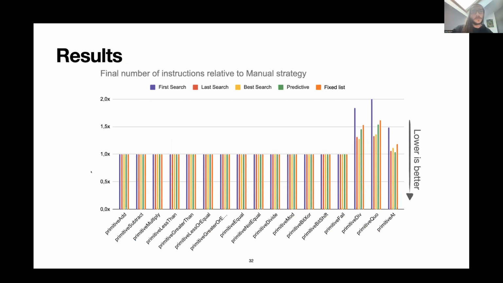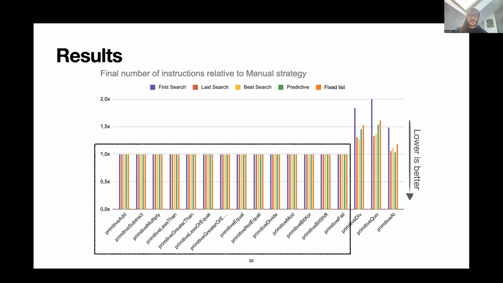In this graph, each color is a strategy. The first three are different configurations of the search, selecting the first optimization, the last optimization, or the best optimization to apply in each iteration. And this is the fixed list. All this graph is relative to the manual strategy, so here at one is the number of instructions at the end after applying all optimizations for the manual strategy.